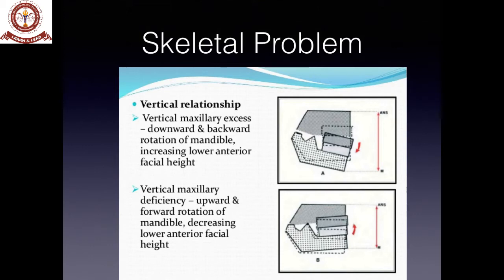If the patient has crossed beyond that stage into adulthood, then definitely we need to treat these patients with orthognathic surgery in combination with orthodontic braces. Let's see how a vertical maxillary excess patient will be.